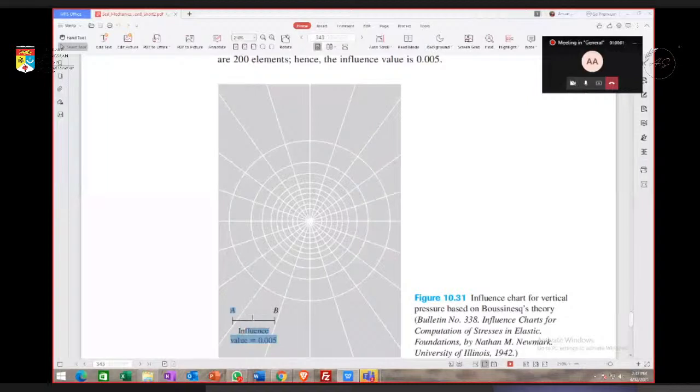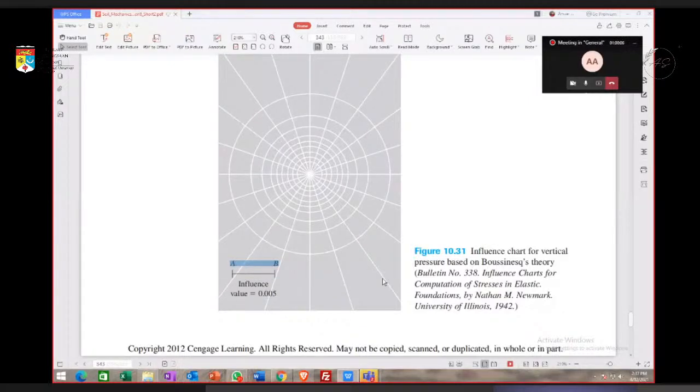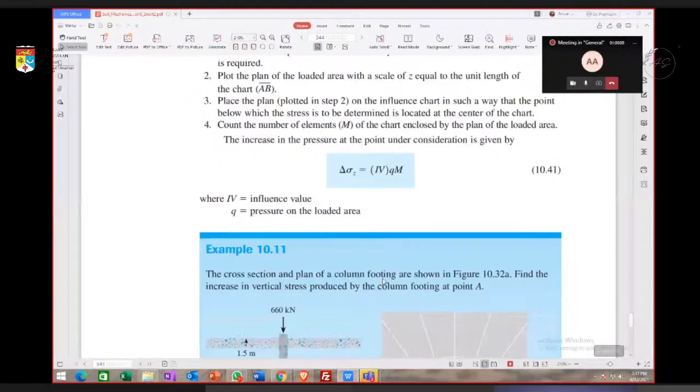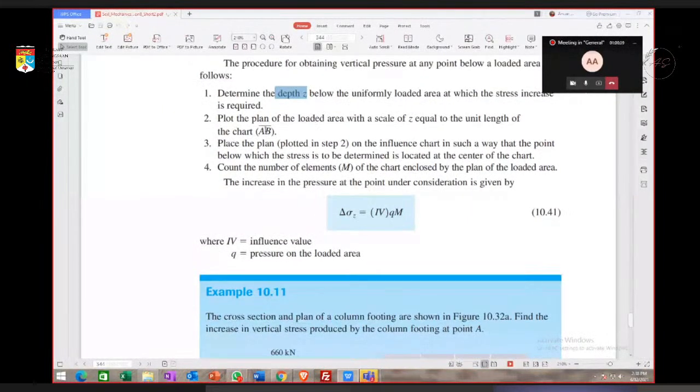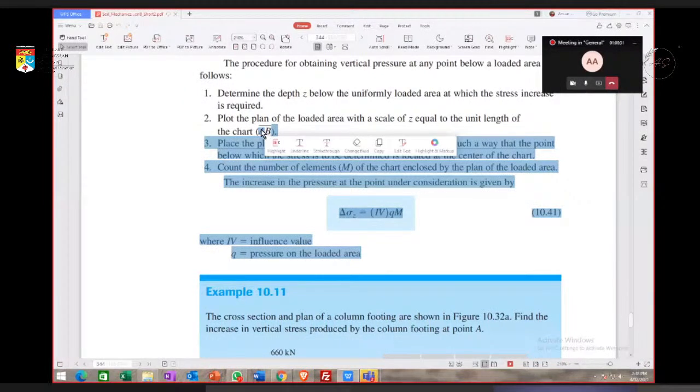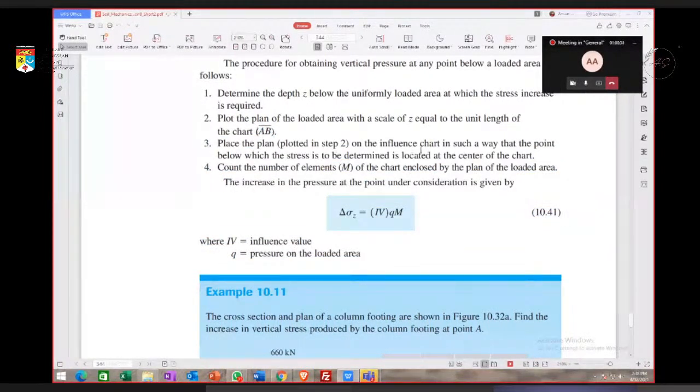First, you find the depth Z, and then the scale: the length of AB is the depth Z. Make sure the depth is the AB. And then we place the plan on the influence chart in such a way that the point below is at the center of the chart. And then we can count the elements. And then we use this equation.